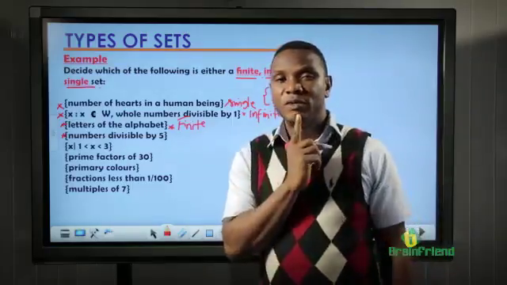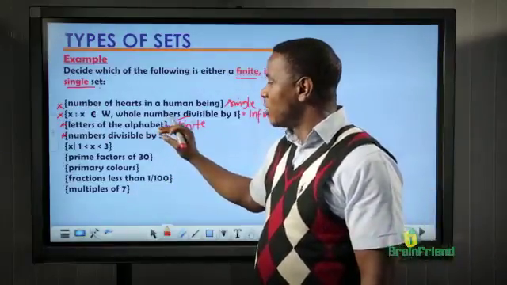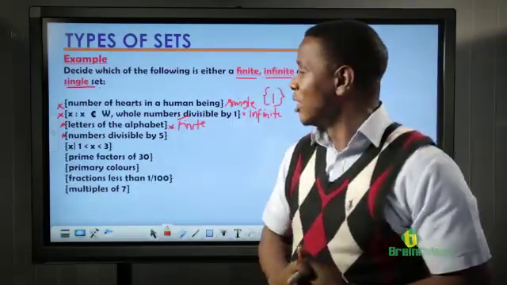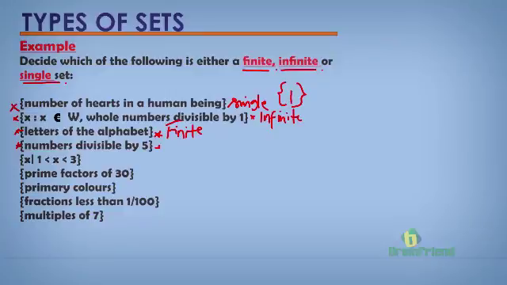Next, we have the set of numbers divisible by 5. Wow. If we were to count how many numbers are divisible by 5, we'd probably lose count. There are so many. Once again, this number is uncountable, and that's why we refer to such sets as an infinite set. Let's take a look at our next example here.